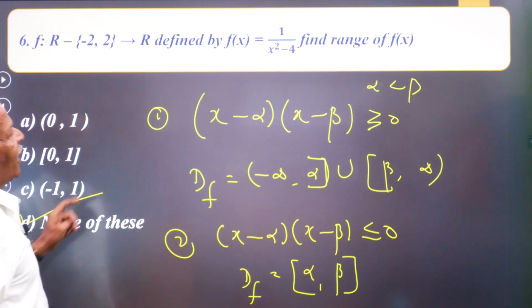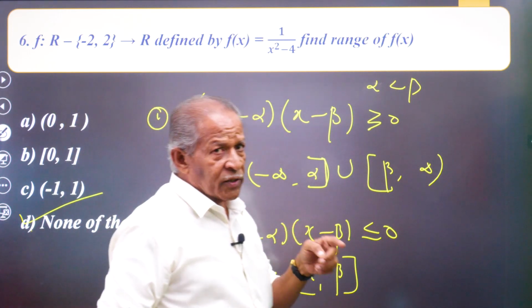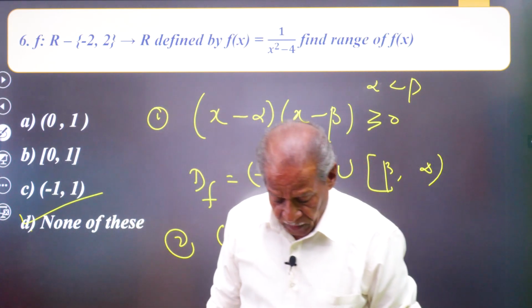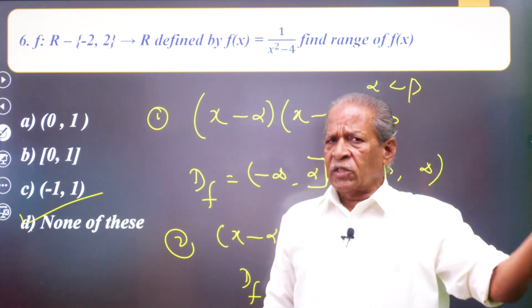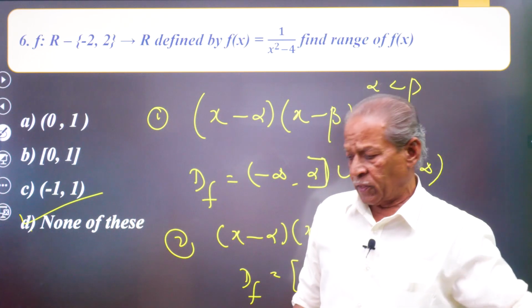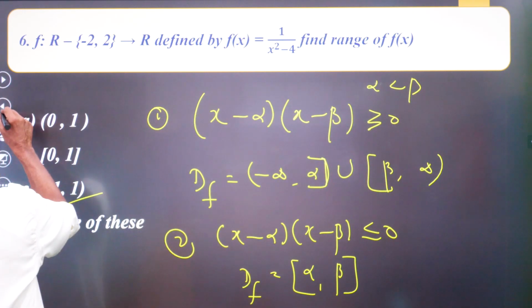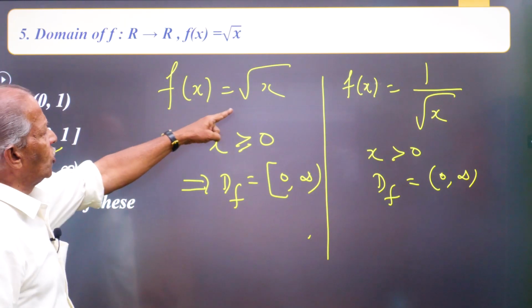The next one, f of x equal to 1 by x squared minus 4. Find the range of the function. In order to find the range of the function, what I am doing is finding the inverse of the function. The domain of the inverse of the function is equal to the range of the function. That we have to find. The answer, already we discussed. The next one is also discussed.